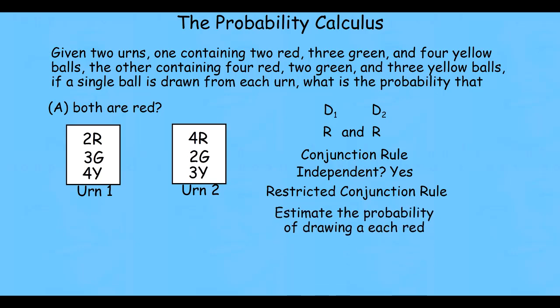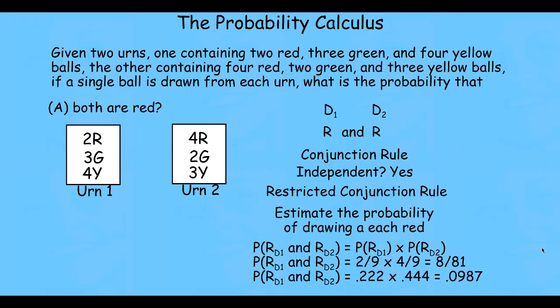So now I have to estimate the probability of drawing a red from each urn. I'm going to use the classical theory of probability because I've got 9 balls in each urn. Presumably, I'll reach in, I'll move around, I'll pull one out, so every ball is just as likely as every other ball to get picked, and so the principle of indifference holds. And so now I can plug the numbers into my formulas and I'll get this.